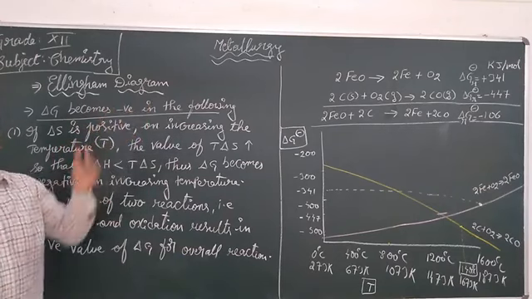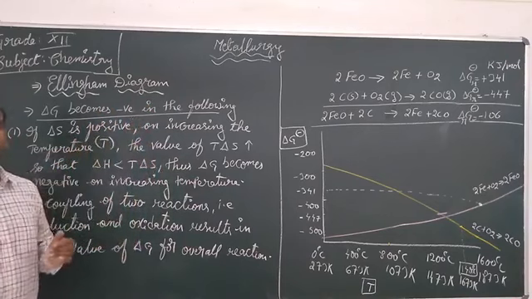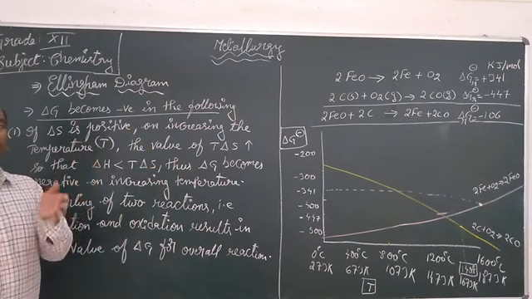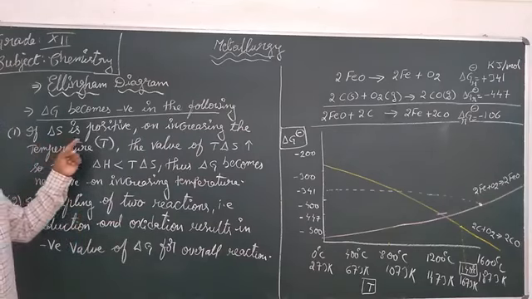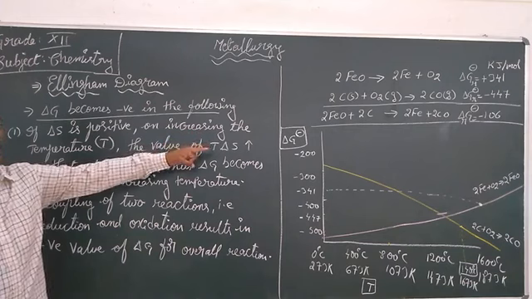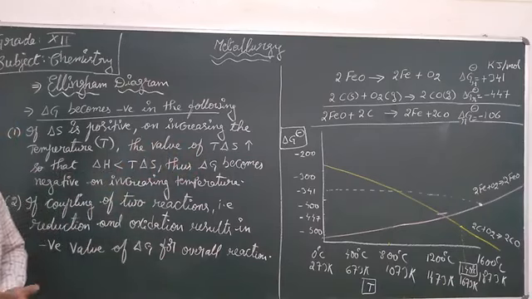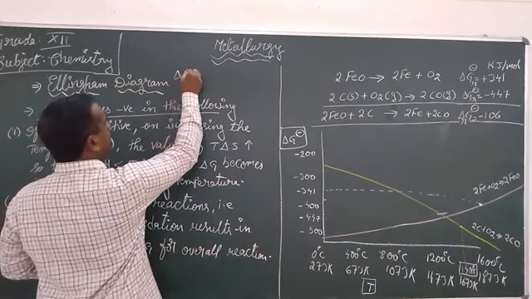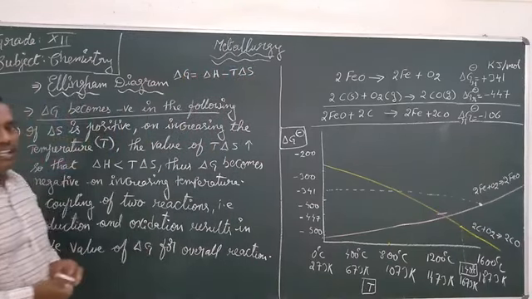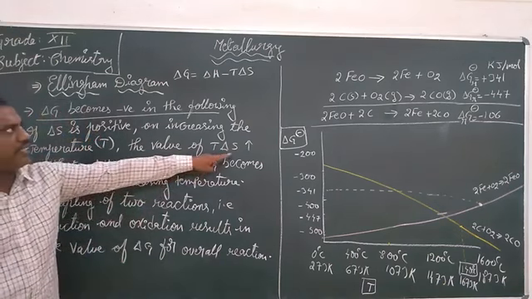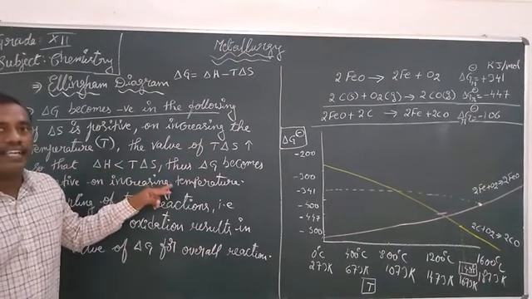Means when you are increasing the temperature, the solid state is changing to liquid state, which is changing to gaseous state. And in the gaseous state, the number of moles of gaseous particles is increasing, that is the point. If the delta S is positive, on increasing the temperature, the value of T delta S increases. In the previous class we got this equation, delta G is equal to delta H minus T delta S. The value of T delta S is increasing, so that delta H is less than T delta S.